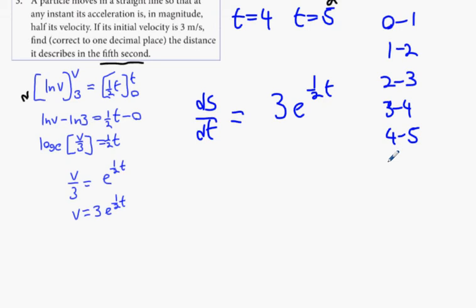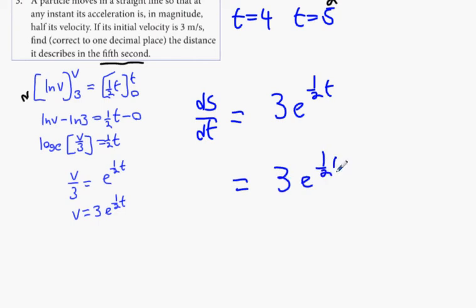But we're using integration. Integration is a very powerful tool. So I'm going to show you a really good way to do a question like this. Here's what you're going to do. We're going to bring 3e to the power of a half t up here. We're going to have ds on this side, and we're going to have dt here. We're going to bring in some limits, alright? Now, what it wants is the distance travelled from the fourth to the fifth second. Let t equals 4 be the lower limit, t equals 5 be the upper limit.